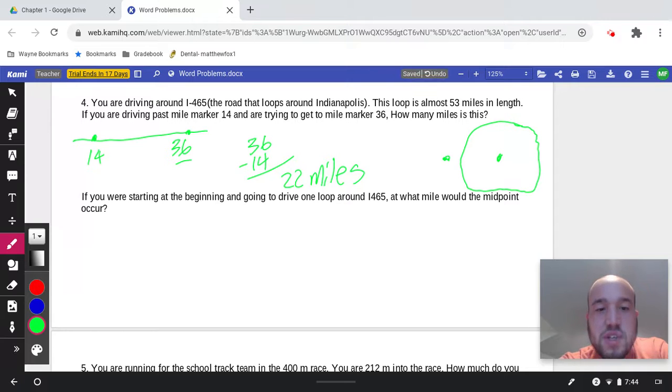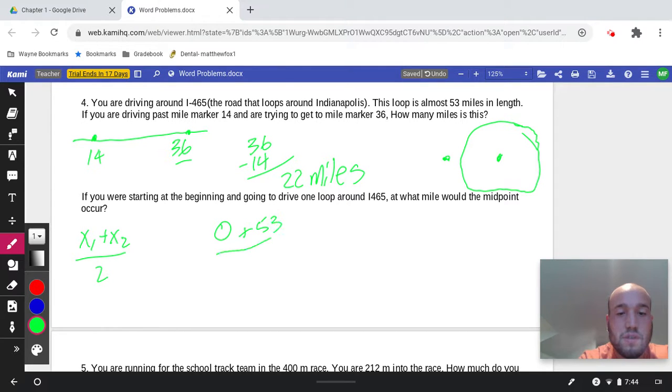If you were starting at the beginning and going to drive one loop around I-465, at what mile would the midpoint occur? This has a length of 53 miles. Using our midpoint formula, x1 plus x2 divided by 2, we can think about it. At the starting point, we'd be at mile 0, and at the finishing point, we'd be at 53. So if we add those two together and divide by 2, 53 divided by 2, that'll be at 26.5.